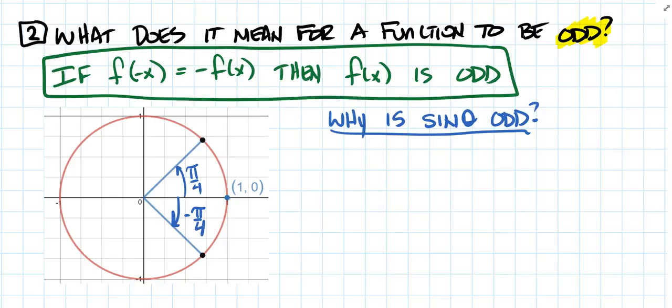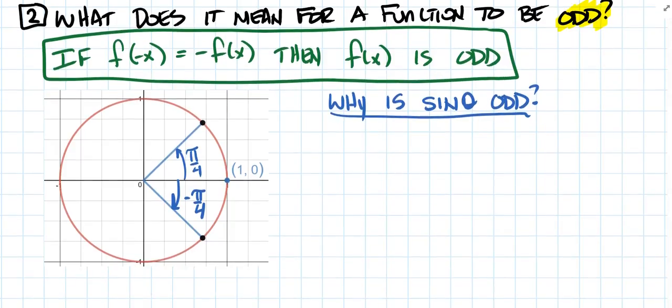Okay, let's take a look at what it means for a function to be odd. You may remember in this green box here from chapter 1 that if f of negative x is the negative of f of x, then your function is odd. So why is it true that the sine function is an odd function? Well, let's take a look at the picture again.